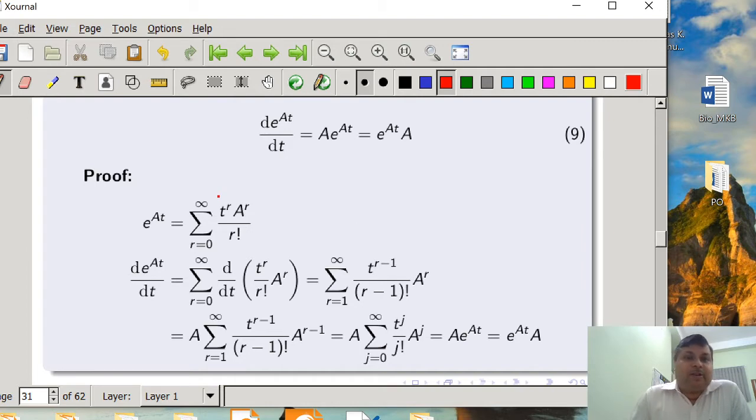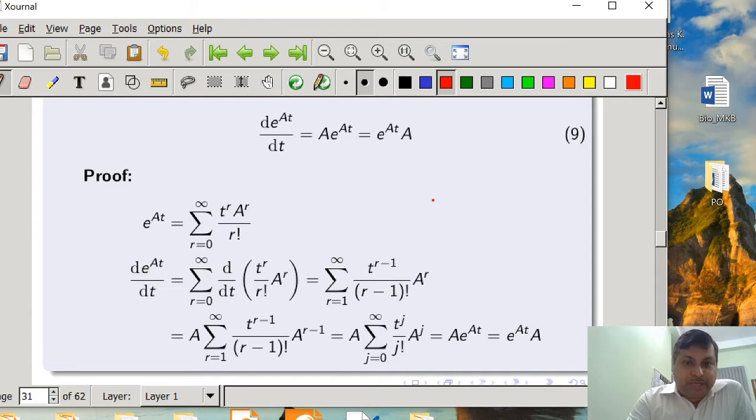You can see that in the last class we established that e to the power at can be written as an infinite series, that is, summation r equal to 0 to infinity t to the power r a to the power r by r factorial. So if we take the derivative, it can be written as summation r equal to 1 to infinity t to the power r minus 1 and r by r minus 1 factorial a to the power r.